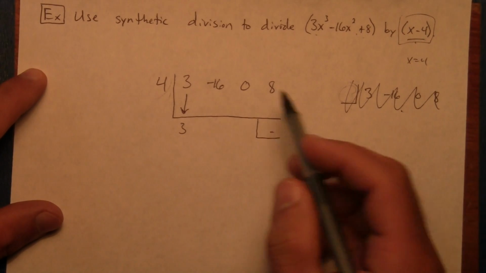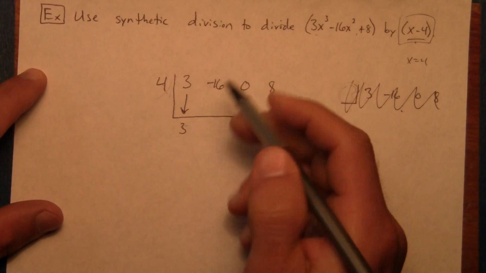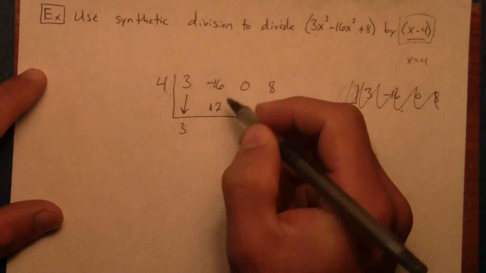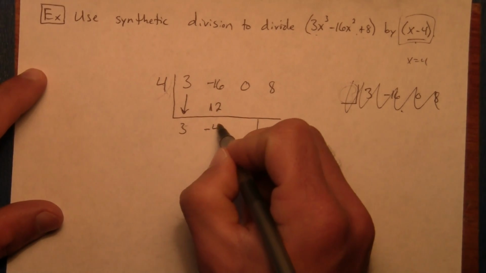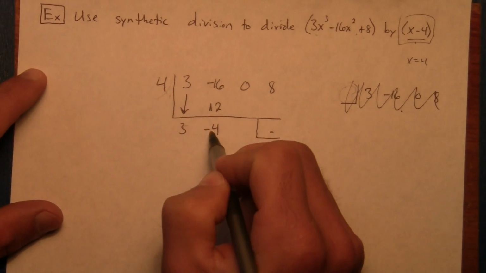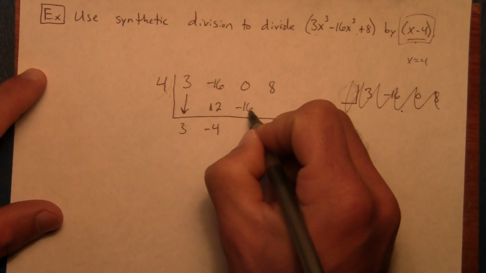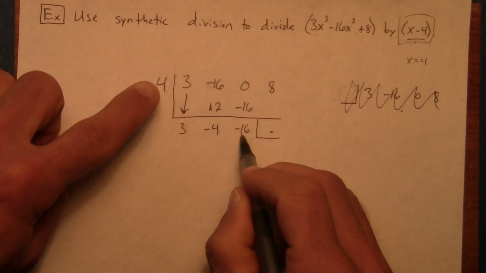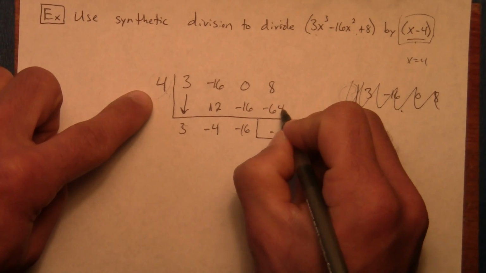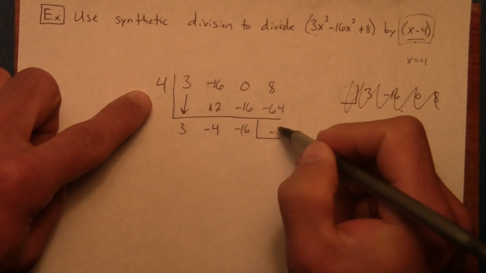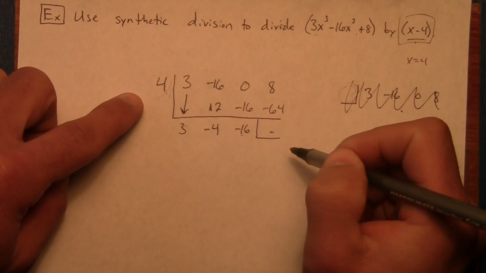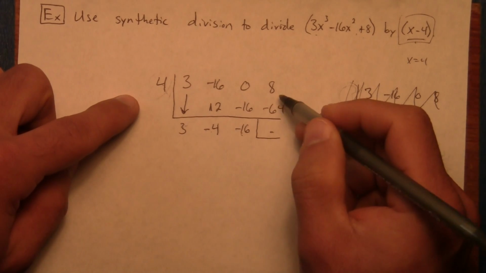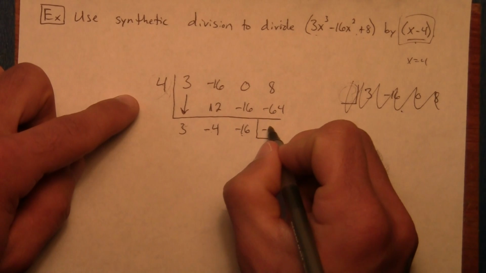So I'm going to multiply these two numbers together to get 12. I'll put that underneath the negative 16. Then I'm going to add those two together to get negative 4. Multiply again to get negative 16. Add these two to get negative 16. Multiply to get negative 64. And then I can add these two together, and this number that's in that little rectangle is eventually going to be my remainder. If I add those together, I end up with negative 56.